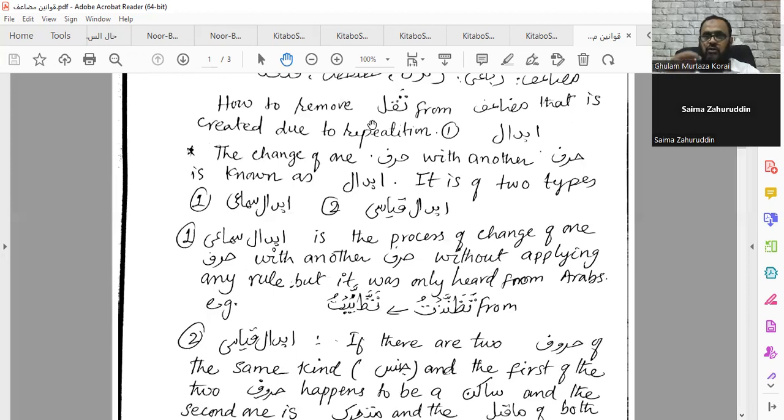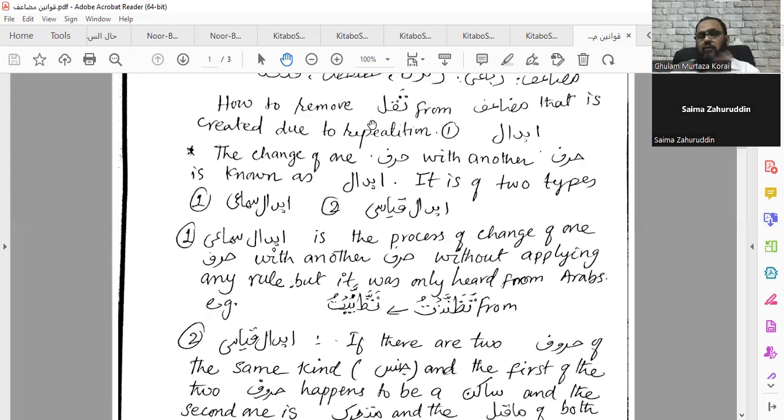Means the change that takes place is because of the hearsay from Arabs, that we heard from Arabs doing so. For example, in tazannantu there are two noons in this kalima: tazannantu, from dhanna yaghunnu. Now to remove thaqal from this harf, there is ibdal, and it is ibdal sima'i. The second noon has been changed with ya. So from tazannantu, it is tazannaitu. The second noon is changed with ya.